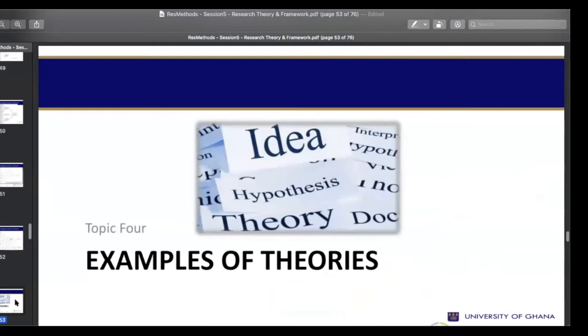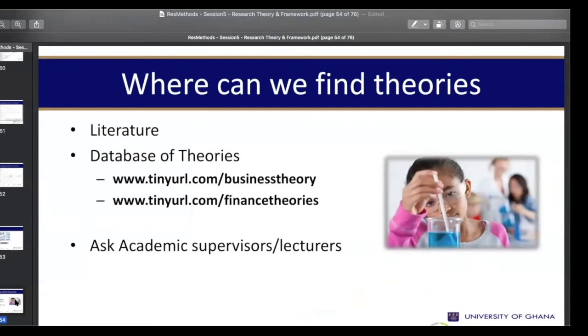Very good point. Okay, so we are now getting to the end of our slides and examples of theories. First of all, if you want theories, ask your supervisors, or look at papers that have been published, or there are some links put here that can help you. Or you can even type the name of what you want to study and just add theory. Like if you want to study consumer behavior, type consumer behavior theory and put it in Google or Google Scholar.